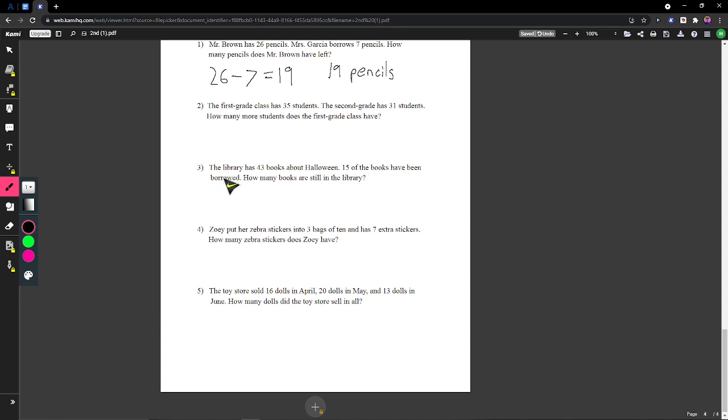Let's go to number 3. The library has 43 books about Halloween. 15 of the books have been borrowed. How many books are still in the library? So again, similar to the question before, you would do 43 minus 15. And that is equal to 28. And so in context, again, you would write 28 books.